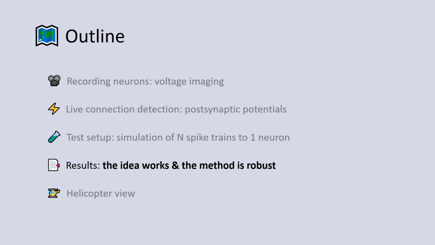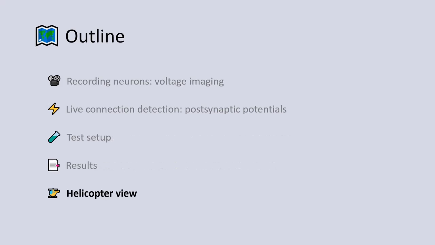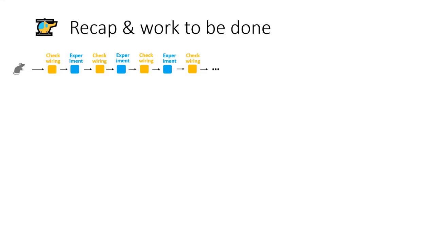So we can now make a very bold claim. Our idea works and the method is robust. Of course, this comes with an enormous if and but, which we'll get to in a second. But first, a quick recap. We want to follow connectivity throughout an animal's life. There's this new powerful technique that gives us voltage traces of different neurons in live animals.